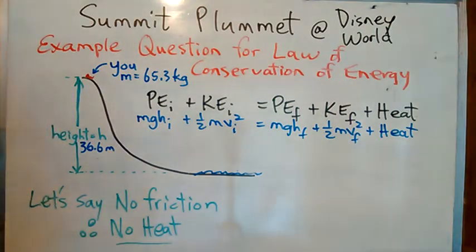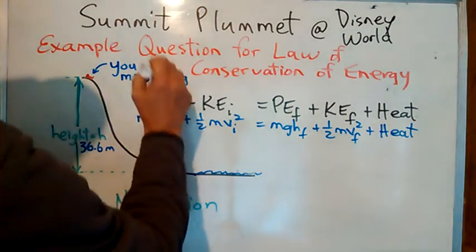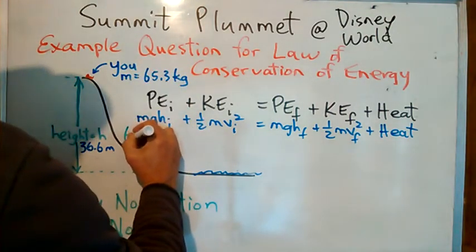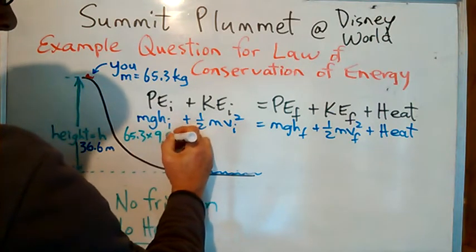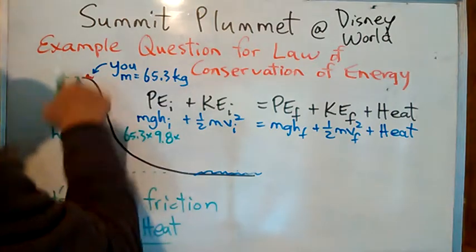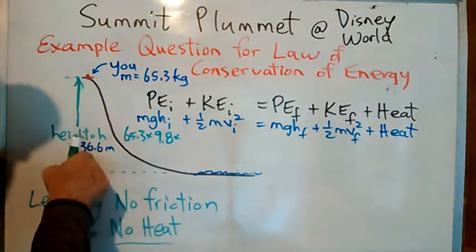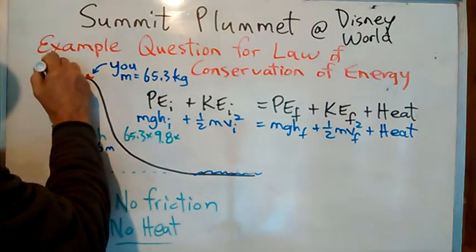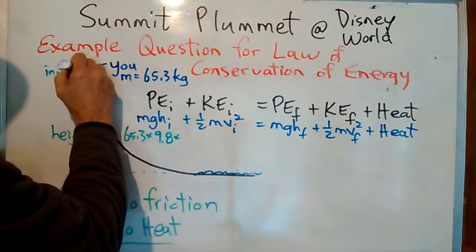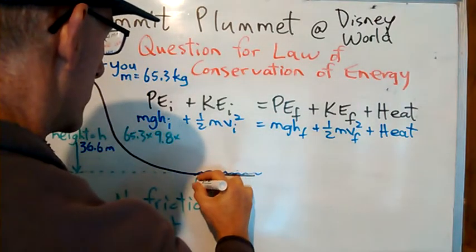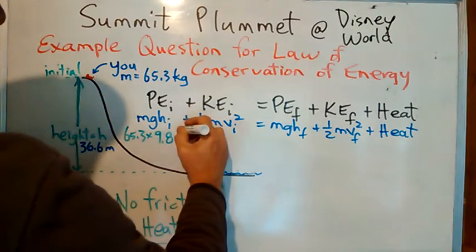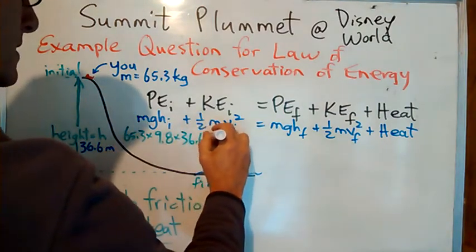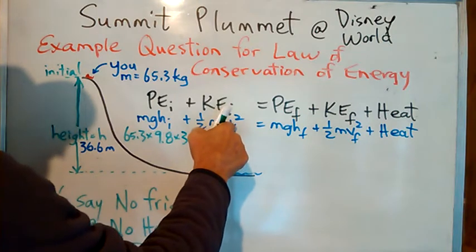So putting the numbers in, I get 65.3 times g, which is 9.8 on Earth. H initial started out at 36.6. So initial is up here, final is down here, just before the pond. The height, 36.6. The initial speed is 0.